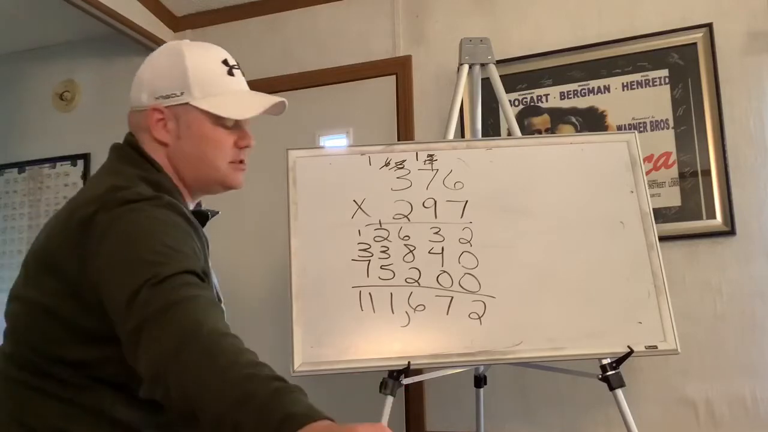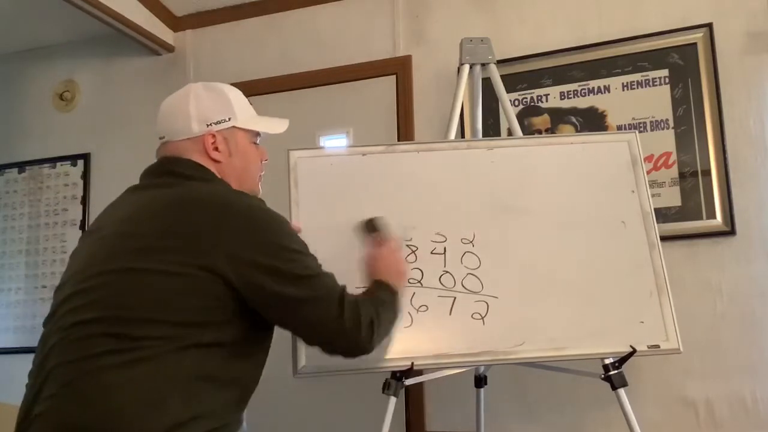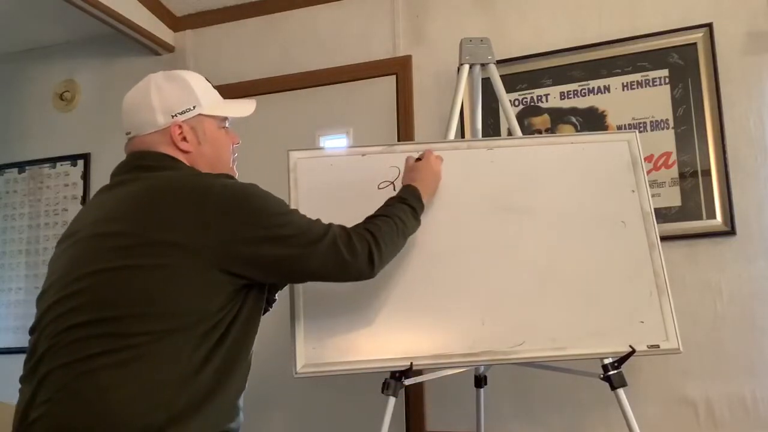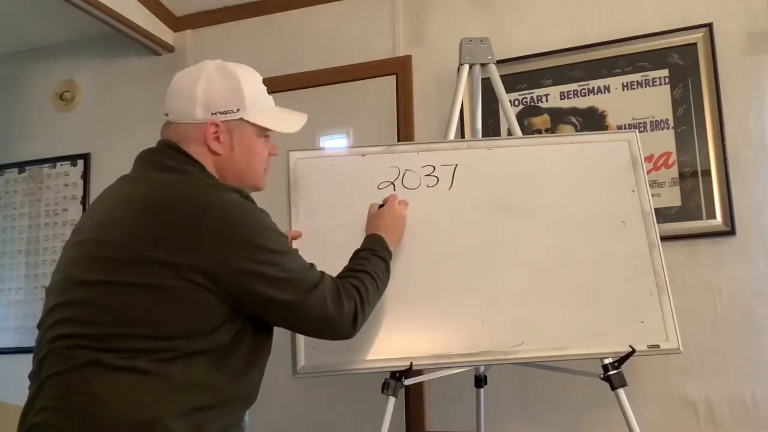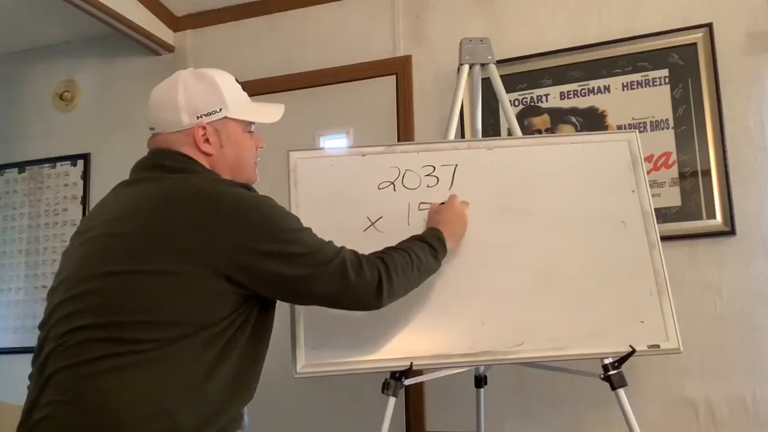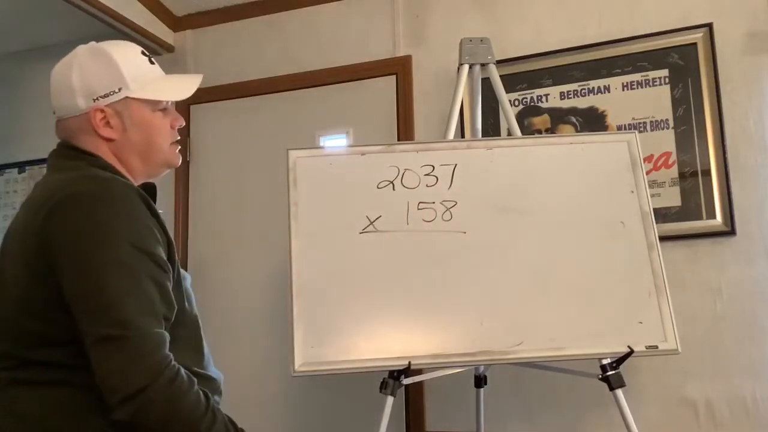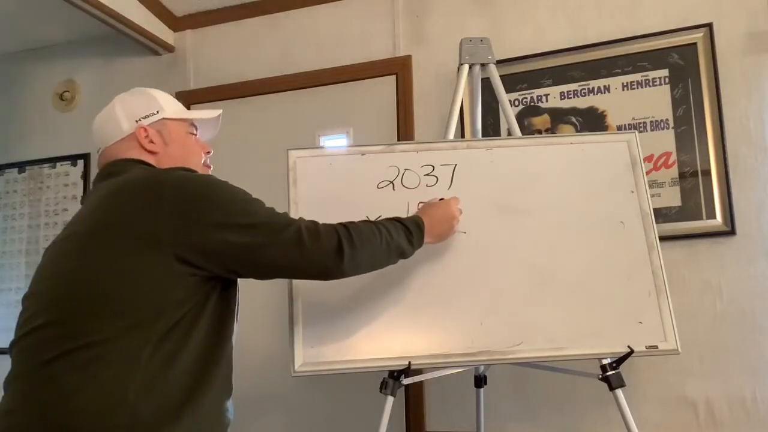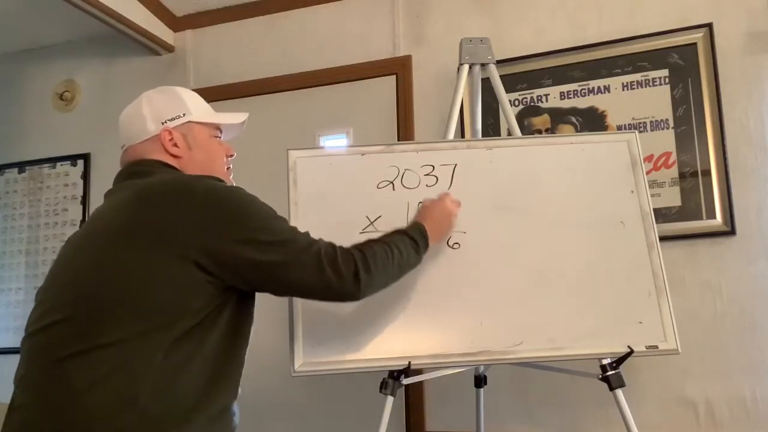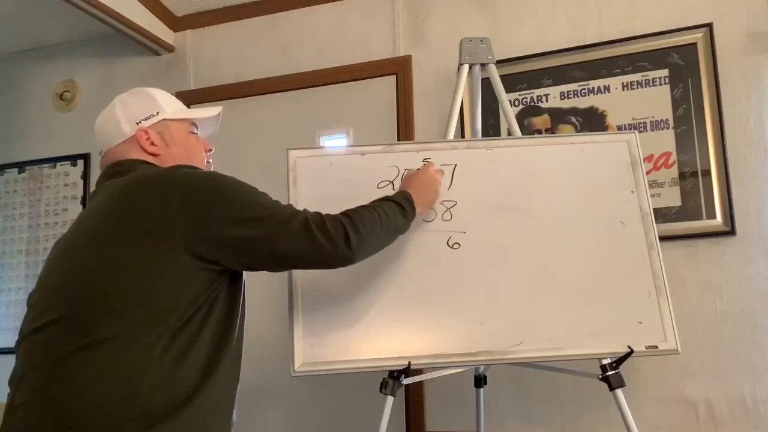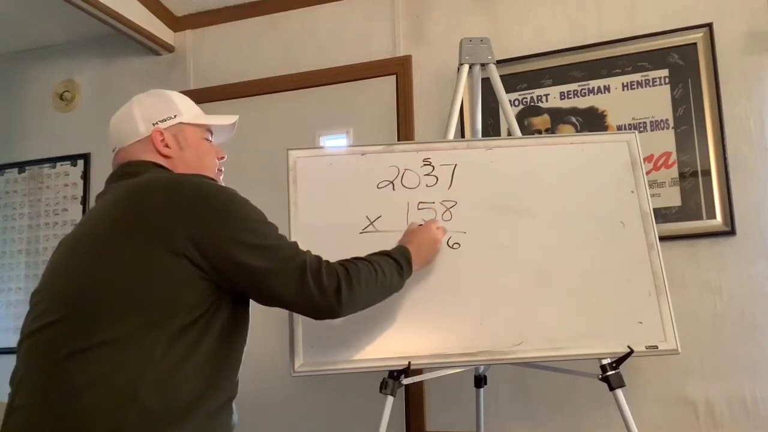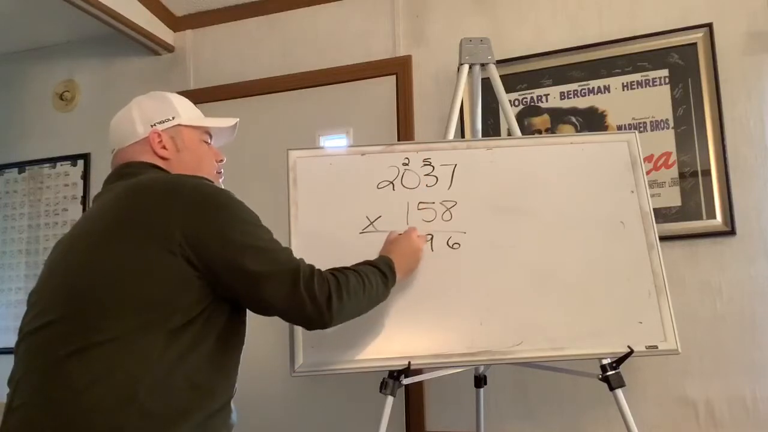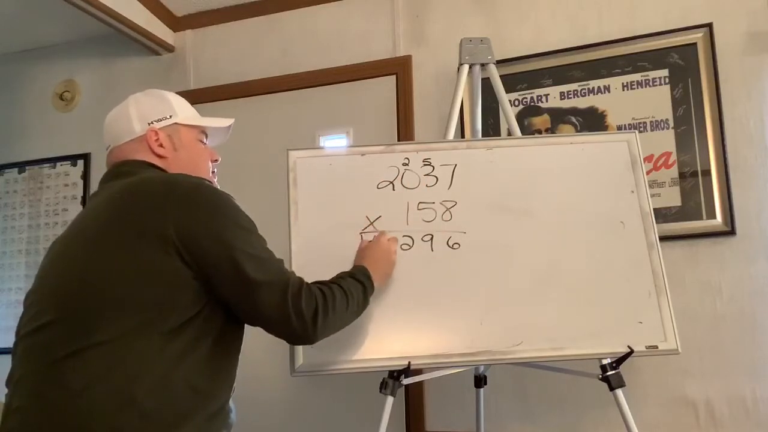And let's do another one. So 2037. What I would do times 158. I would pause this for a second, try this, see what you come up with, and then resume and see if you got it right. So 8 times 7 is 56. 8 times 3 is 24, plus 5 is 29. 8 times 0 is 0, plus 2 is 2. And 8 times 2 is 16.